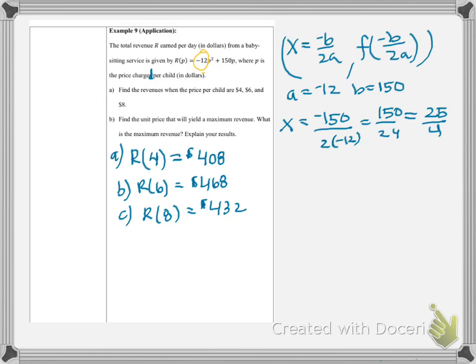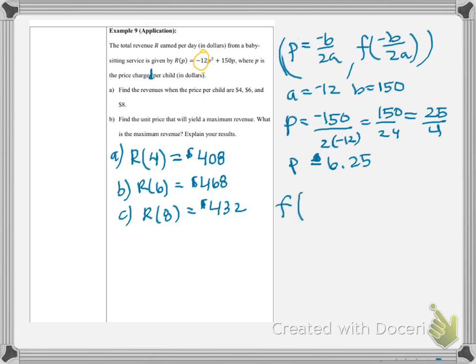Okay. And x is really P. I actually should have had this as P. I want to be consistent in my terms. So P is actually equal. Yes, let me change that. So that's P. And so P is equal to $6.25. So that's the maximum price that you should charge to get the maximum revenue. And with that price of $6.25, let's see what we'll get.